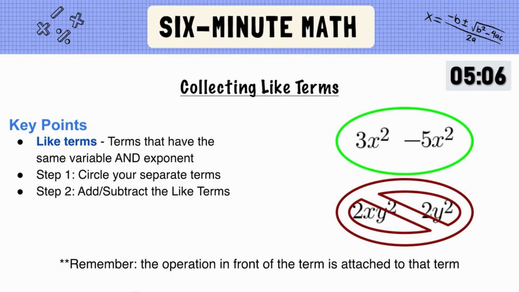Our two steps when we are collecting like terms is to first circle your separate terms to help us stay organized, and then we are going to add or subtract the like terms depending on the operation in front of that term. Please remember that that operation in front is attached to that specific term.